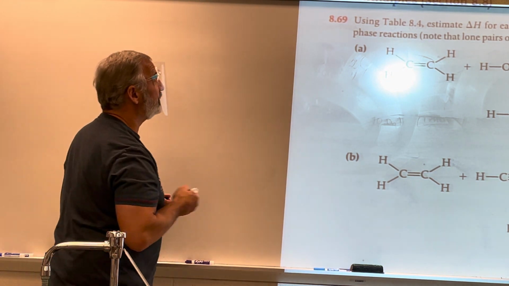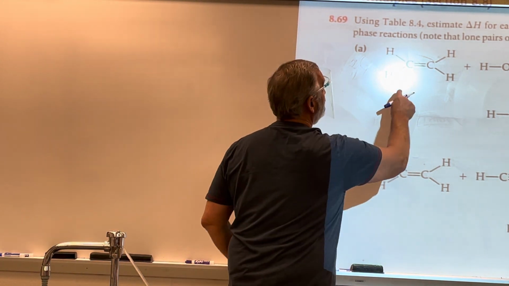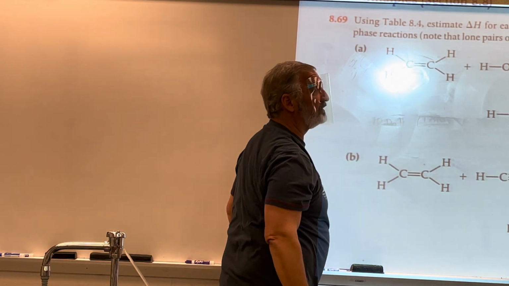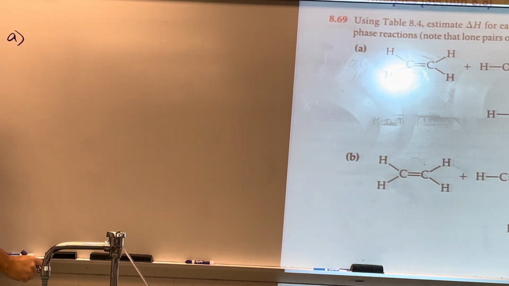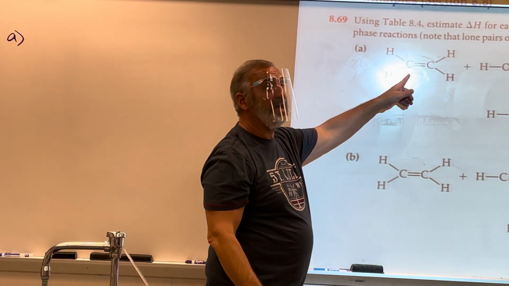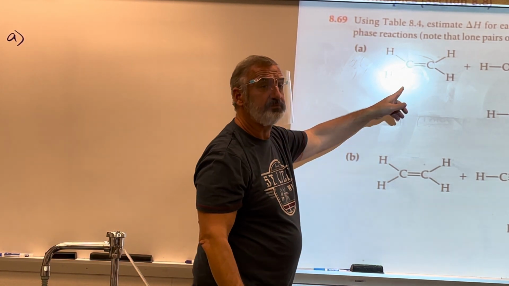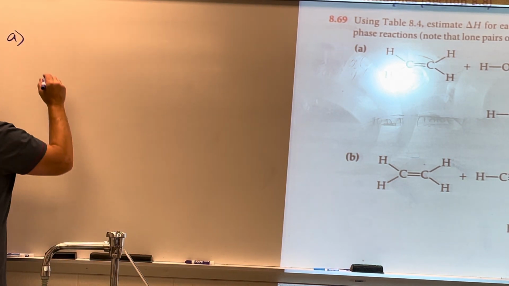But when we go and look here, we have to look at all the different bonds that are being broken. So in A, how many carbon to hydrogen bonds are being broken? 4, right?